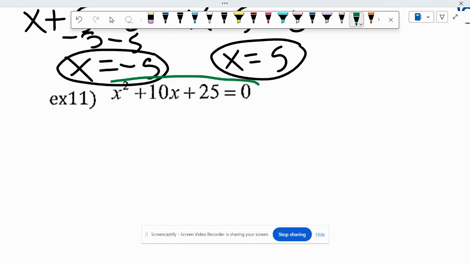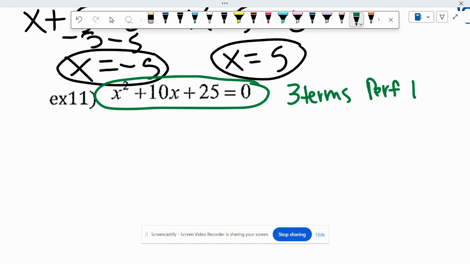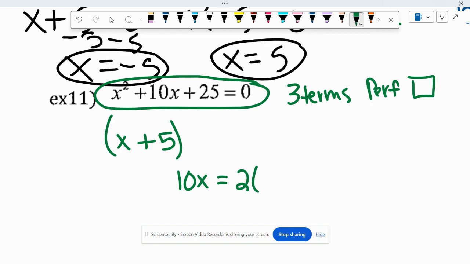Okay, how many terms does this have? This has 3 terms. So we need to see if this is a perfect square. Let's check and see if it's a perfect square. X squared is a perfect square. Okay, what about 25? Square root of 25 is 5. Okay, let's see. 10x, the middle term, better be equal to 2 times the first term of my binomial times the second term of my binomial. Is that true? Does 10x equal 2 times x times 5? It does. So that means I'm just going to put a happy little square outside of that.